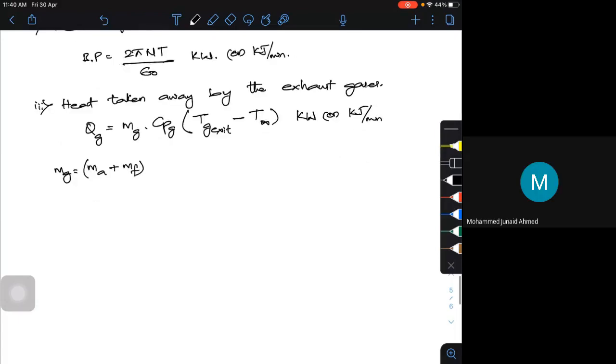Yeah, tell me. What is the subscript for T in the brackets? So next to T exit. I'll come to that. I'll come to that.